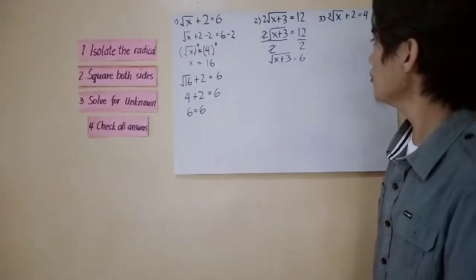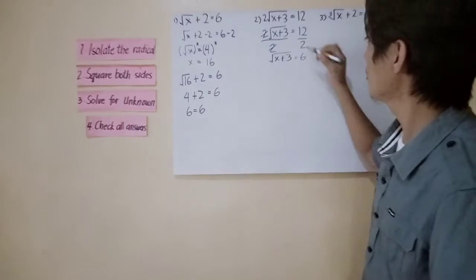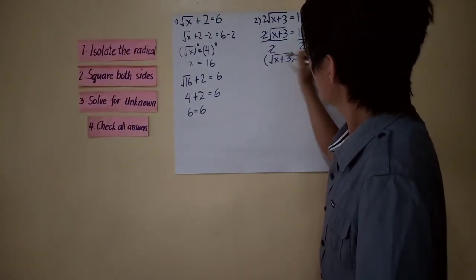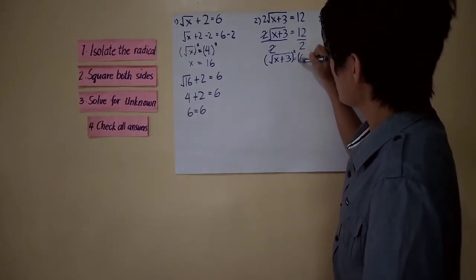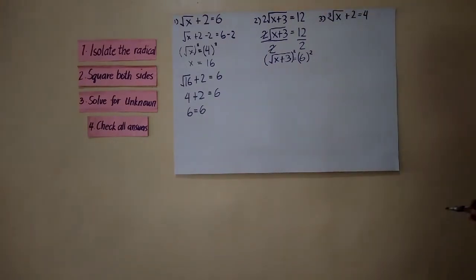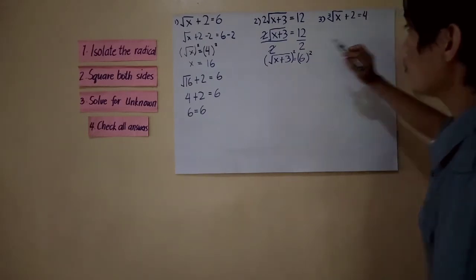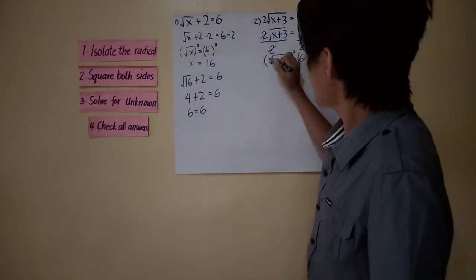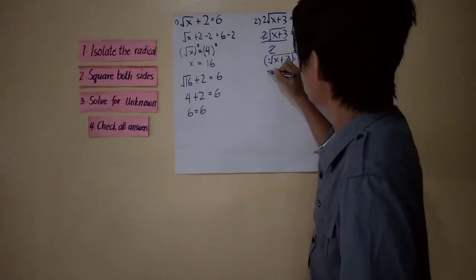So now we can proceed to step 2, which is to square both sides. We're going to square the square root of x plus 3, and we're going to square 6 as well. So now, square root of x plus 3 squared, the square and the root cancel out here. Now we have left x plus 3.